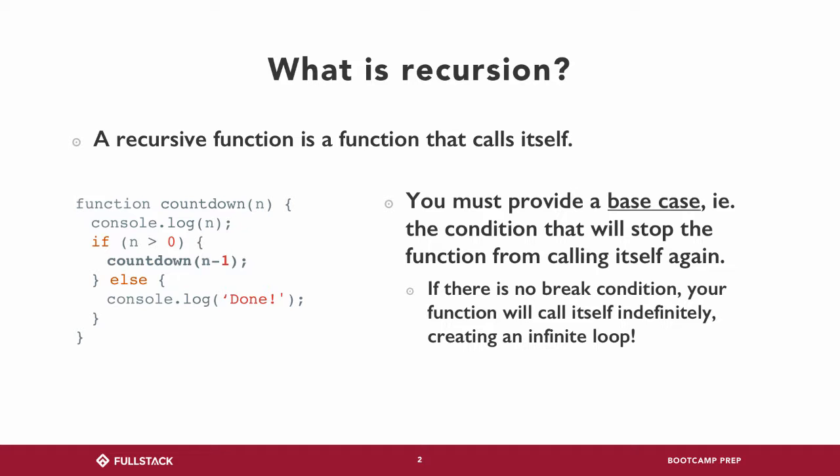So the anatomy of a recursive function is, in the function you have a base case, which is this else in this instance, that is your non-recursive case. So something to do when you don't want to call it recursively. And then you have your recursive case, which in this case is this if n is greater than 0, that's when you call it recursively.